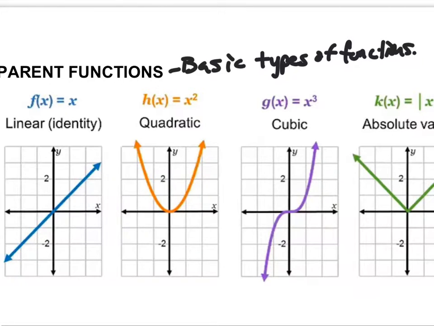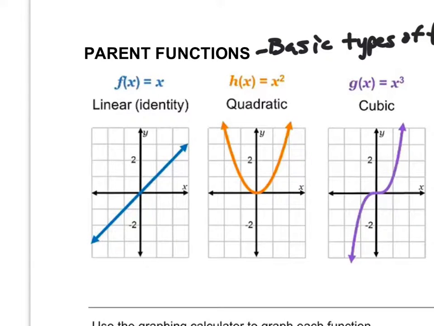The first one we have is f of x equals x. I would even rewrite this as y equals x. That's just your most basic line, with a slope of 1 and y-intercept 0. The next one is a quadratic, y equals x squared. It's important we know a couple of those points, like 1, 1, 2, 4, negative 1, 1, and negative 2, 4. Good points to know.